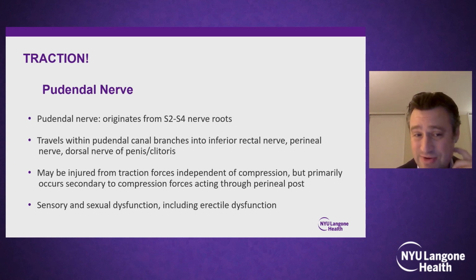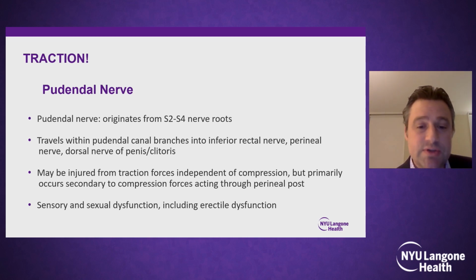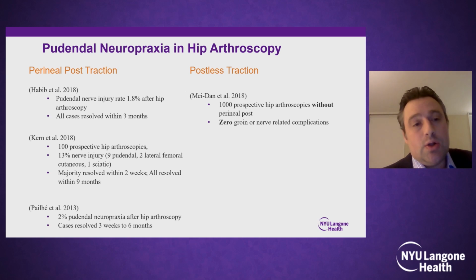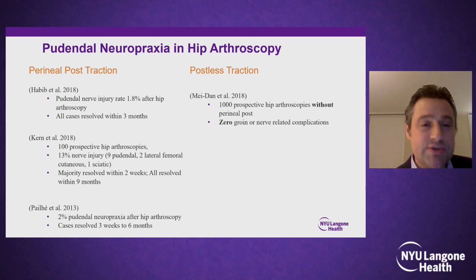And this can result in sensory issues, sexual dysfunction, that includes erectile dysfunction. So looking at just a few studies here, looking at issues with traction using a perineal post, there's various rates of nerve palsy related to the pudendal nerve. And this can take a number of weeks to resolve, or up to 6 or 9 months. So some work done by Meislin in 2018 published a study on 1,000 prospective hips and reported 0 nerve-related complications.